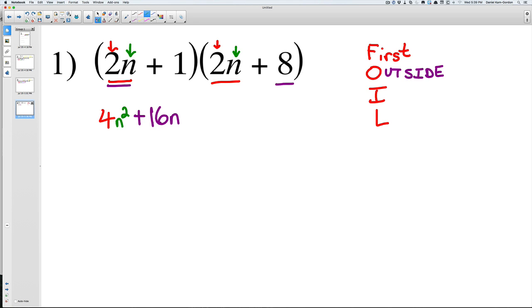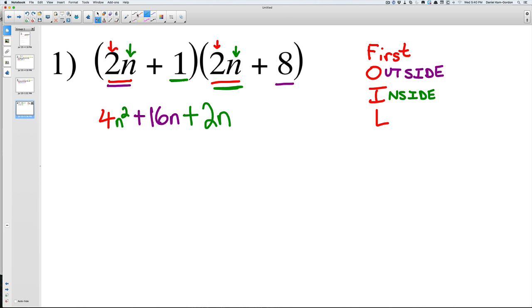The next thing that you have to do is the inside ones. And the inside ones are here, the 1 and the 2n, because they're on the inside of it. When you look at the problem as a whole, the 1 and the 2 are on the inside of the equation. So it's going to be basically 1 times 2 times n, which is 1 times 2 is 2, and 2 times n is 2n.